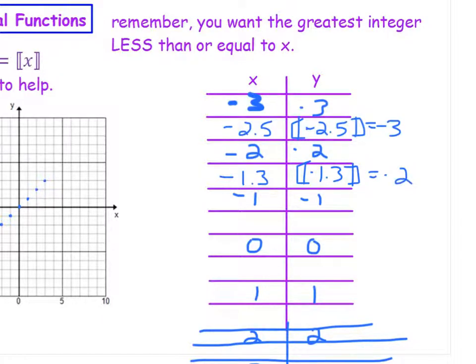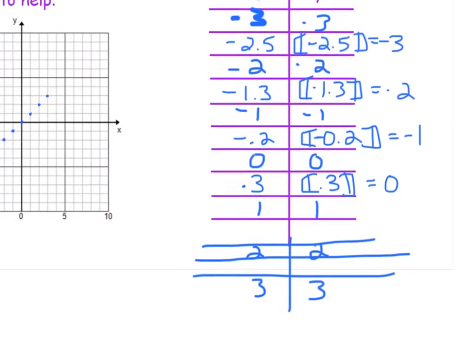so that's going to equal -2. Between 0 and -1, I'm going to do -0.2. The biggest integer that's less than that number would be -1, because 0 is bigger than -0.2. Between 0 and 1, I'm going to do 0.3. Again, it's between 0 and 1. The smaller of those two numbers is 0, so that has to have an output of 0.